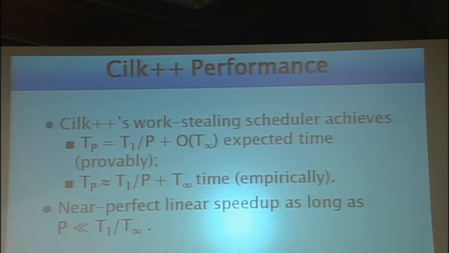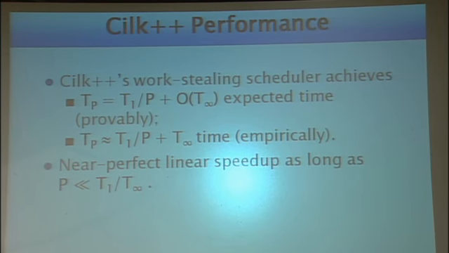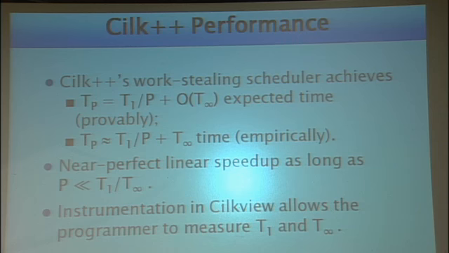So once again, it means near perfect linear speedup as long as P is much less than T1 over T infinity, generally. And so Cilkview allows us to measure T1 and T infinity, right? That's going to be good, because then we can figure out what our parallelism is and look to see, we're typically running on 12 cores. How much parallelism do we have? If our parallelism is 12, we don't have a lot of slackness. We won't get very good speedup. But if we have a parallelism of, say, 10 times more, let's say 120, we should get very, very good speedup on 12 cores. We should get close to perfect speedup.